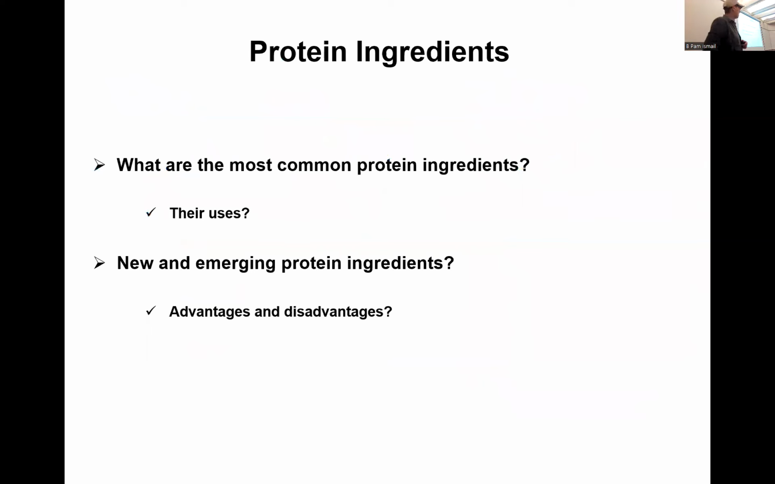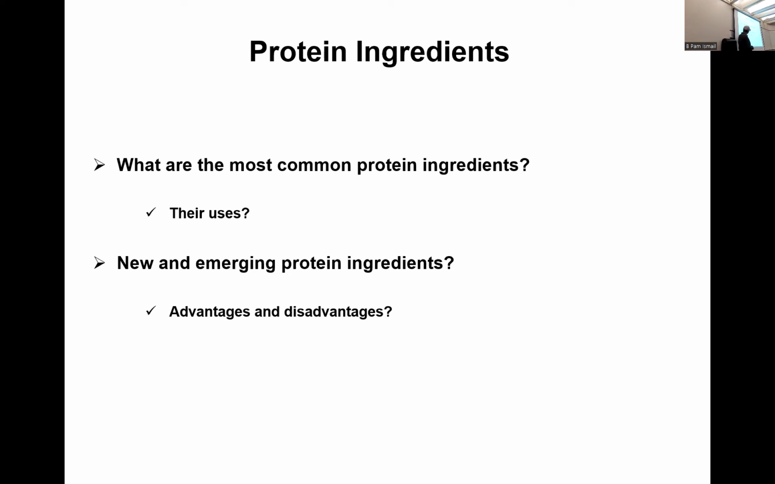So we have traditional protein ingredients. What are the most common protein ingredients? Don't look ahead. Soy, whey, what else? Gelatin, casein. We have casein ingredients as well. Egg proteins, egg white. And uses, we just talked about a lot of their uses already. We're going to give examples of their uses.